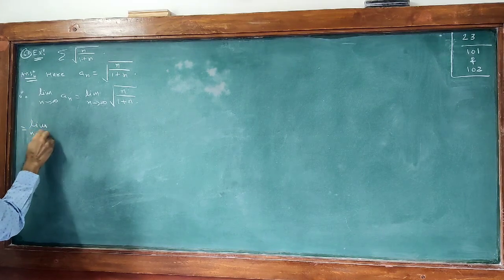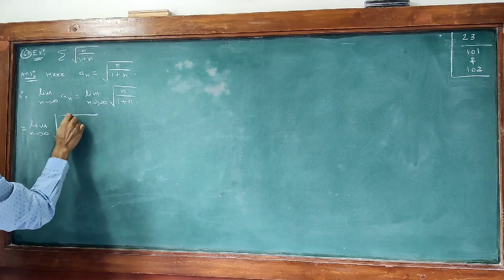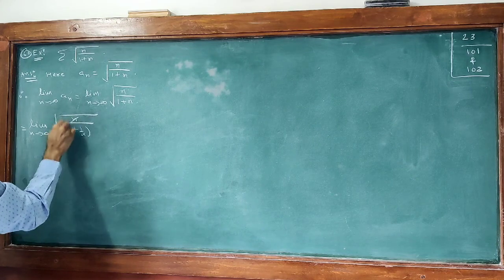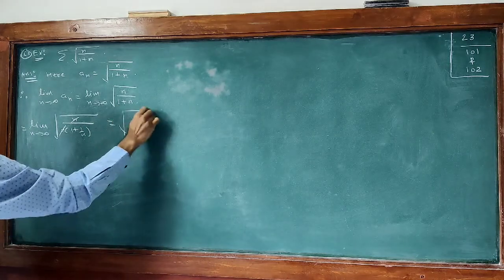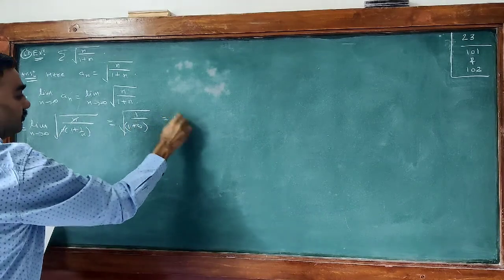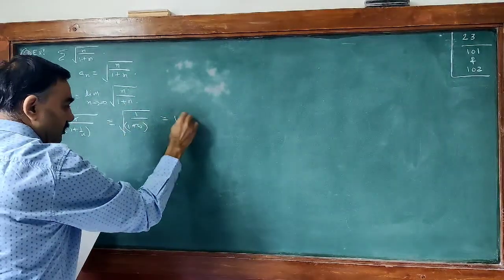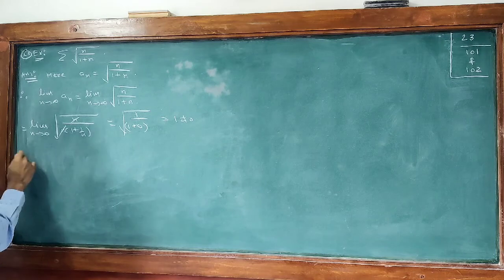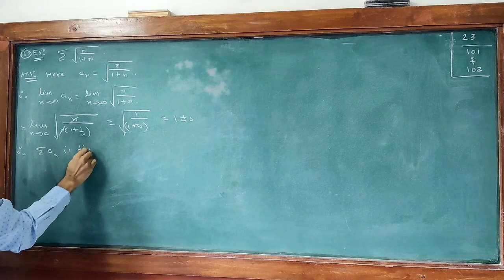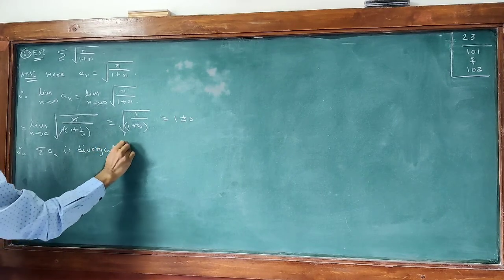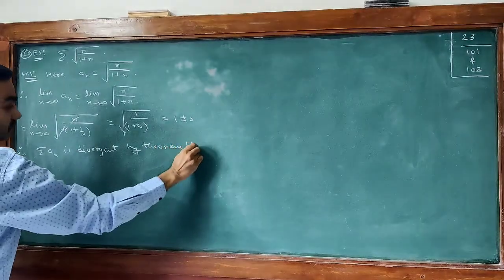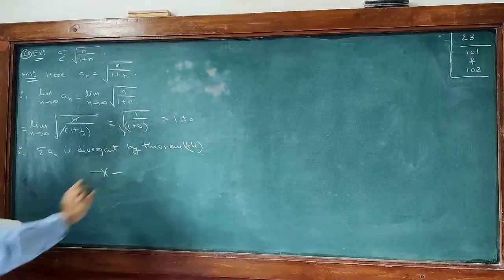Limit n tends to infinity, and n will be cancelled, so this is equal to square root of 1 plus 0, and therefore this is equal to 1, and obviously this is not equal to 0, therefore it's divergent, by theorem 44.